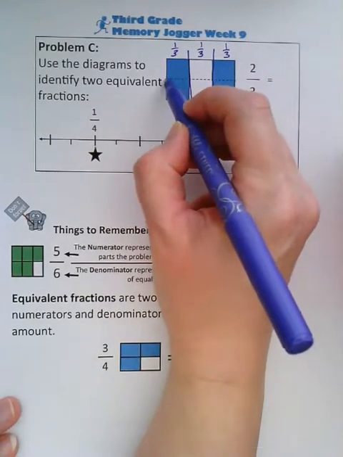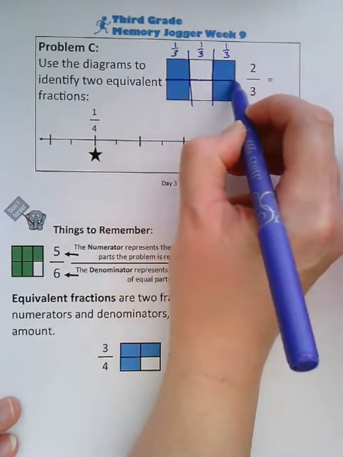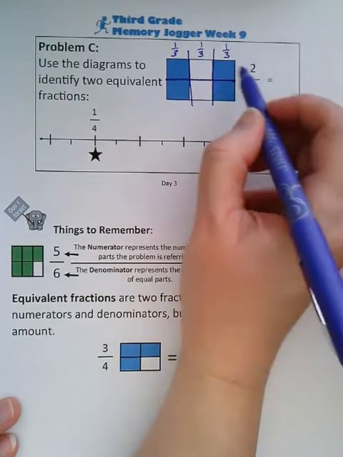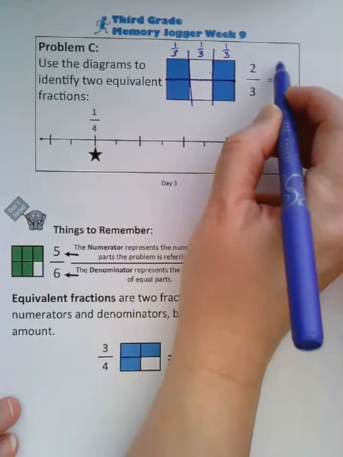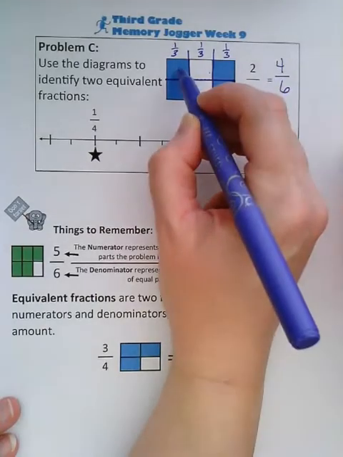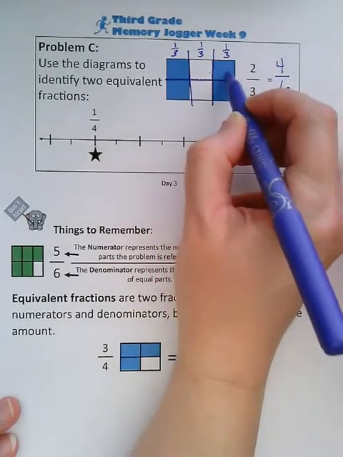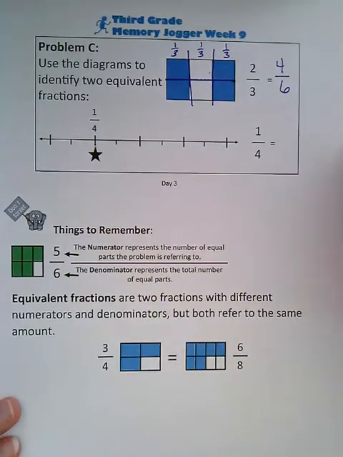But what if we were to partition the same shape where the dotted line is? And now we have 6 equal parts, and 4 of those equal parts are shaded. 1/6, 2/6, 3/6, 4/6. At the bottom, we have a number line.